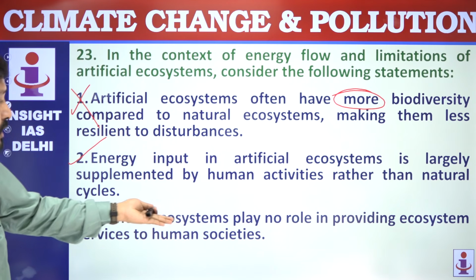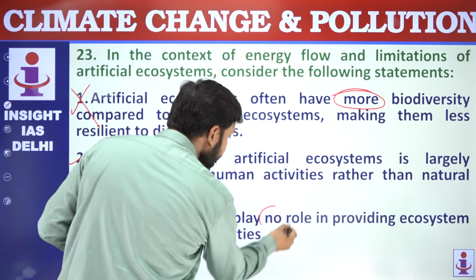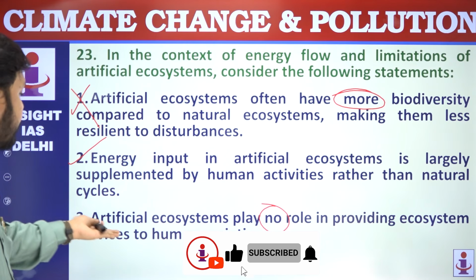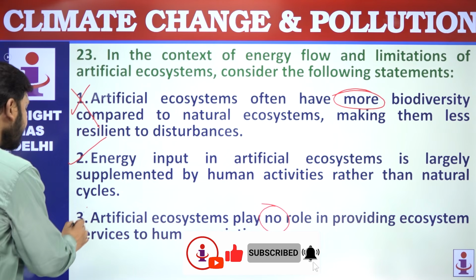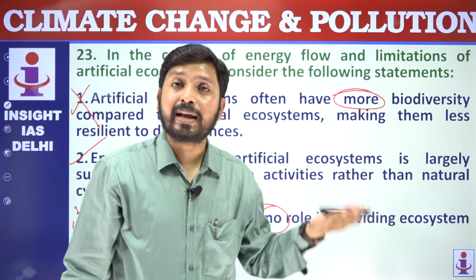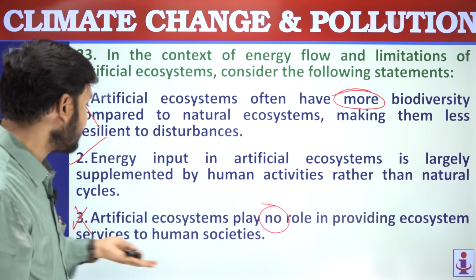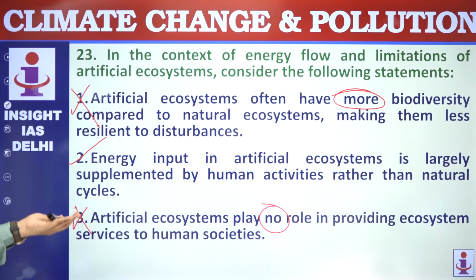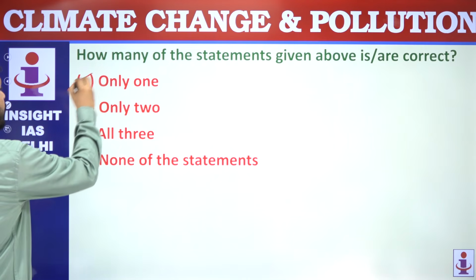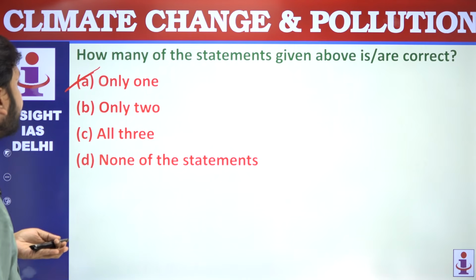Next one. Artificial ecosystems play no role, extreme statement, no role in providing ecosystem services to human societies. This is the wrong statement, because artificial ecosystems, aquaculture or agriculture, are providing food, right? So they are providing some sort of services to humans. So the third is also wrong, the first one is wrong, only the second one is right, and they are asking for the correct statements. Only one statement is correct, so option A will be the answer for us. Let's go to the next one.